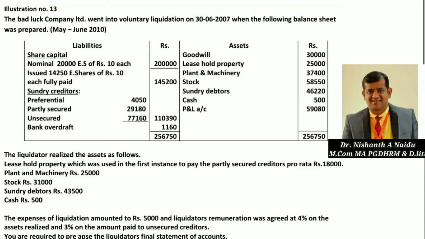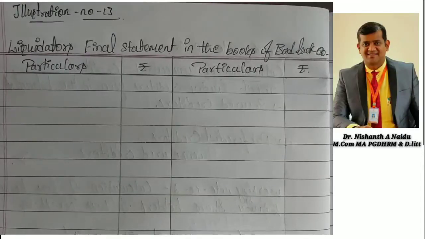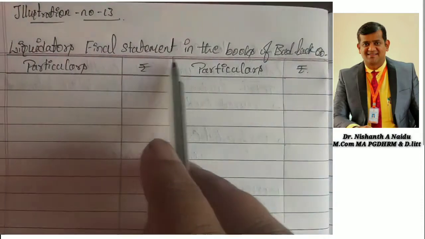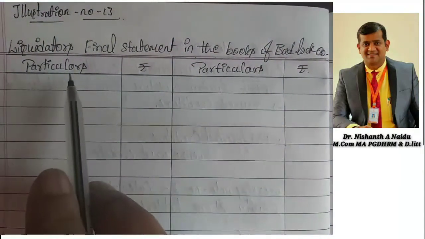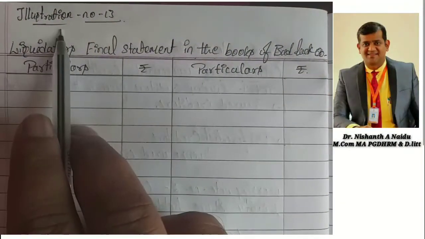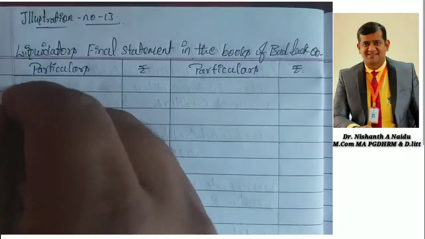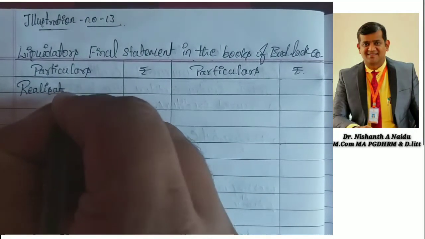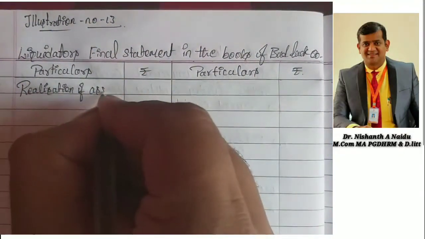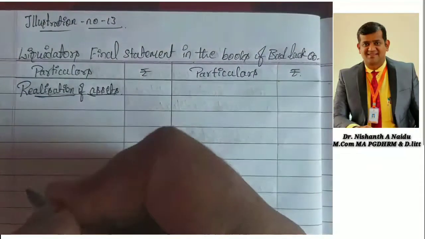So let us start the solution part without any further delay. Namaste dear students. So we are now doing the solution for illustration number 13. I am already ready with the format, that is a table. Liquidators final statement in the books of Bad Luck Company, particulars, rupees. This is the solution for illustration number 13. As you all know, first we are going to write realization of assets.